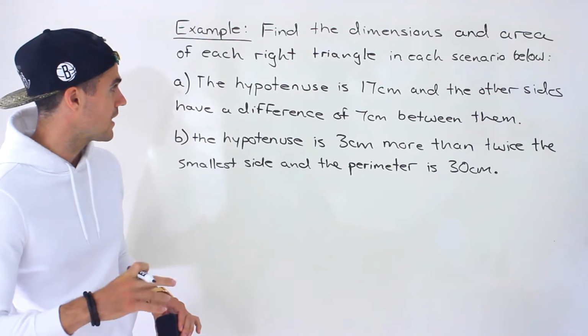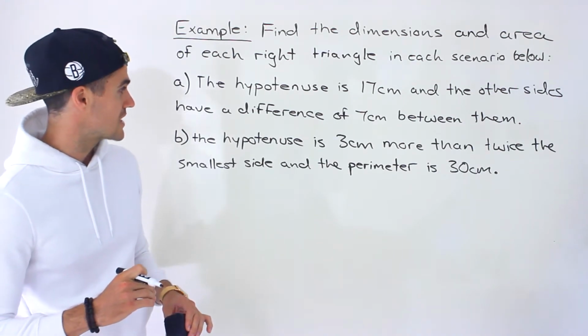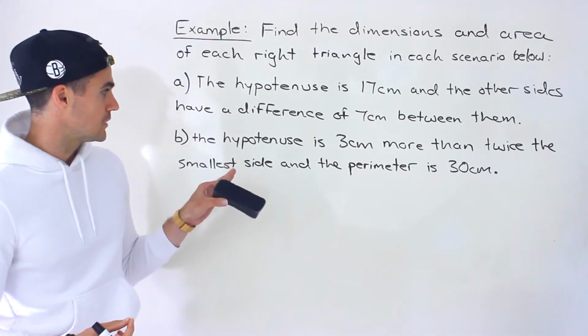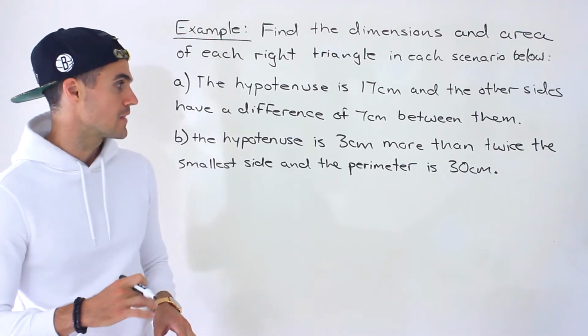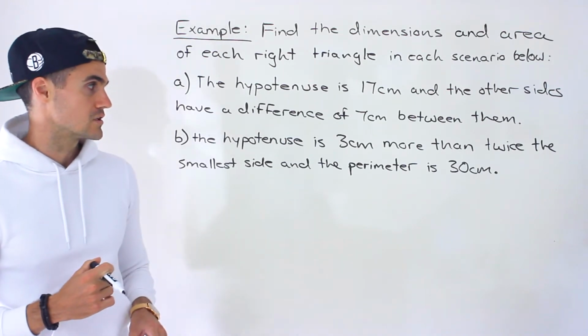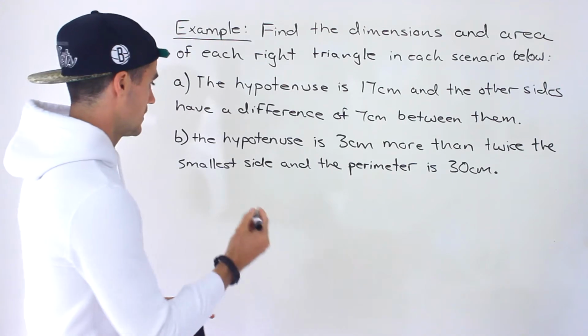So in scenario A, we're told the hypotenuse is 17 centimeters and the other sides have a difference of 7 centimeters between them. And then in part B, we're told the hypotenuse is 3 centimeters more than twice the smallest side. And then the perimeter of the triangle is 30 centimeters. So different types of information given here.